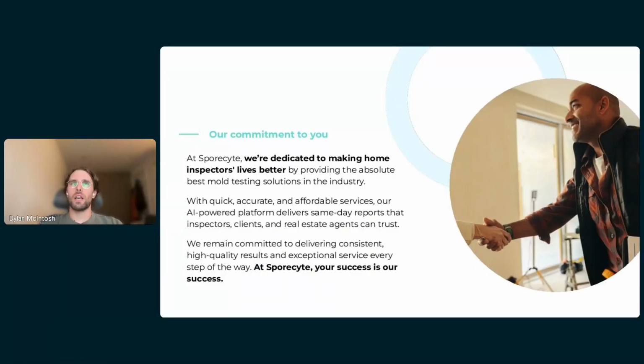So here at Sporecyte, we're all about making your lives better as inspectors and providing you the best quality analysis and product we can, so you can deliver that to your clients as well. So quick, accurate, and affordable services. We use an AI-powered platform to give you same-day reports that you, your clients, real estate agents, or anyone else who comes across our reports can trust. And we're all about consistent, high-quality results.